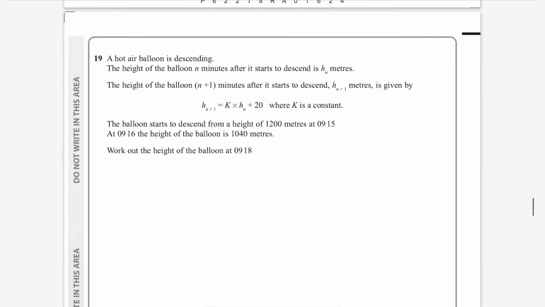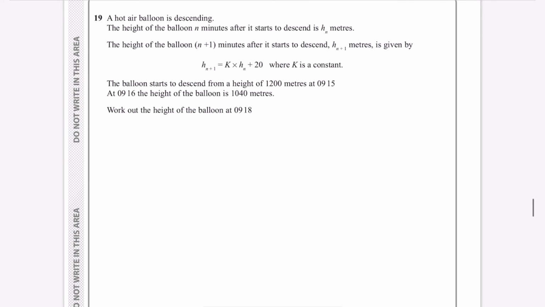I think we've only got a few questions left, 19, 20, 21 and 22. A hot air balloon is descending, meaning it's going down. The height of the balloon n minutes after it starts to descend is hn meters. The height of the balloon n plus 1 minutes after it starts to descend, hn plus 1 meters, is given by this formula. Now this looks scary, but it's not scary.